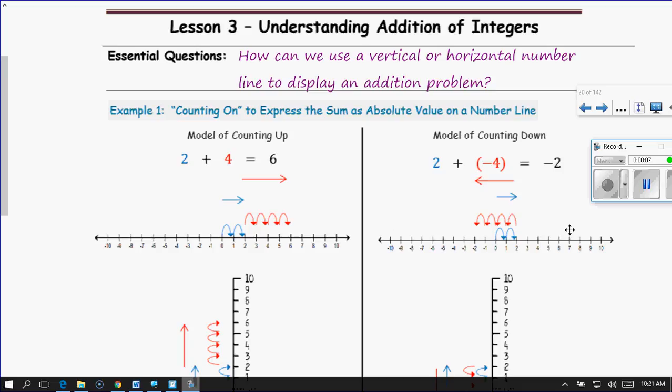So our essential question is, how can we use a vertical or horizontal number line to display an addition problem? All right, we're going to show a couple different problems here. One is counting up and one is counting down. So after you write your essential question, hit play and let's move on.